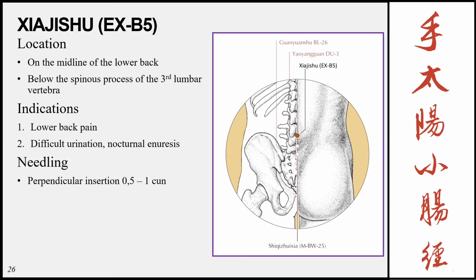The next point is Xia Ji Shu, EXB5. So this point is on the midline of the lower back, below the spinous process of the third lumbar vertebra. And once again, when we did the Du meridian, you'll remember that we skipped quite a few vertebrae when we were going up the spine. So this is one of those spots where there wasn't a point from the Du meridian. And Xia Ji Shu can be used locally for lower back pain, difficult urination, and nocturnal enuresis. Our insertion is perpendicular, 0.5 to 1 tsun.